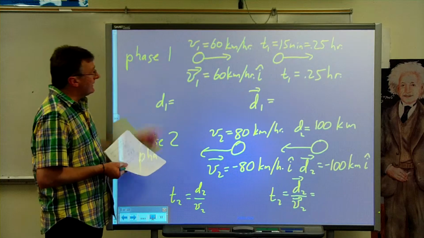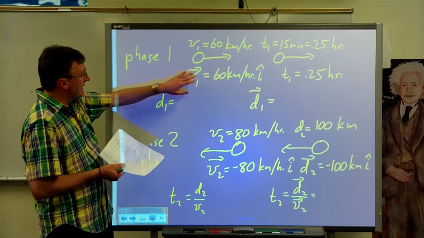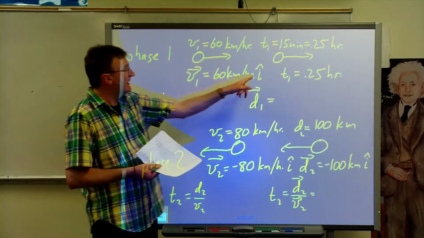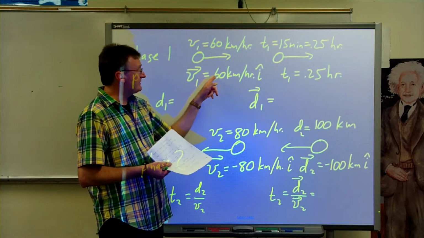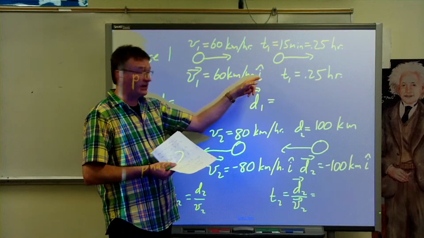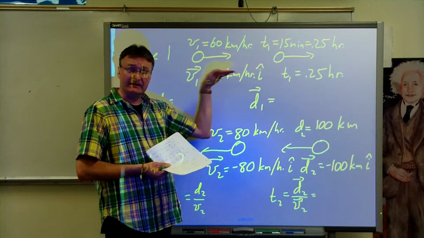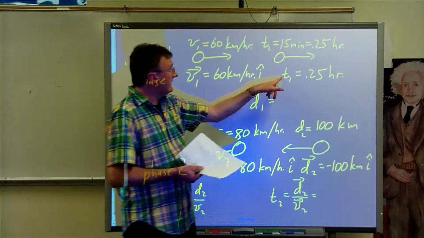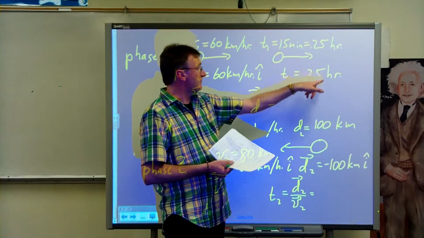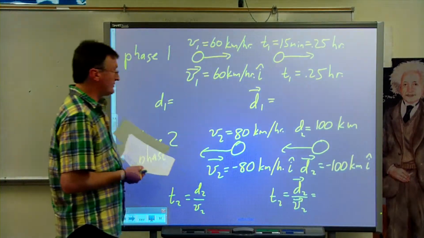And then we have the velocity vector, and that would be 60 kilometers per hour in the i direction. So in the positive i direction, and we talked about that, the i symbol last time, meaning in the x direction. Again, the time then for this was 0.25 hours, which we just mentioned.